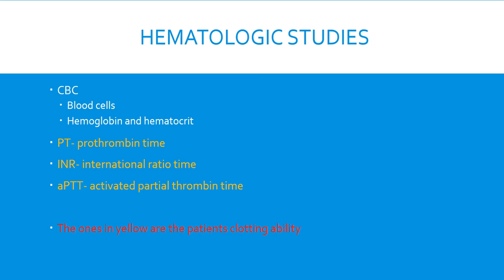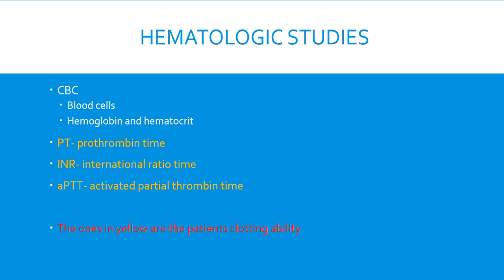Hematological studies, we actually have CBCs, which is the blood cells, and the hemoglobin and hematocrit. We have PT, which is prothrombin time. We have INR, which is the international ratio time, and APTT, which is the activated partial thromboplastin time. So the ones that are in the yellow are the ones that determine your clotting ability.